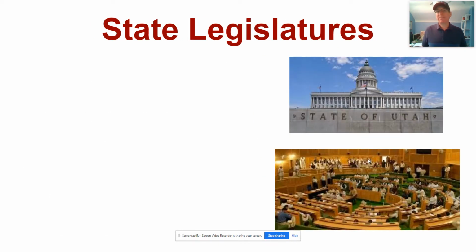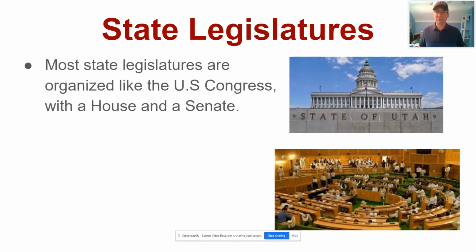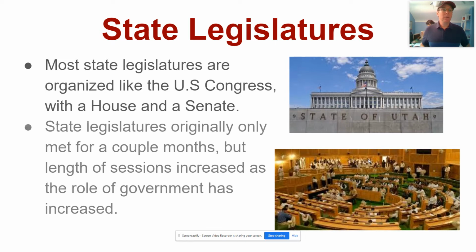Now, within each state, we have state legislatures. Most state legislatures are organized just like the U.S. Congress, with a House and with a Senate. A notable exception to this is Nebraska, where they only have one House, one chamber. Now, state legislatures originally only met for a couple of months during a year, as some states only met once every 2 years for a couple of months, because it didn't seem to be that big of a job. Government was supposed to be small, not have that much role in our lives.